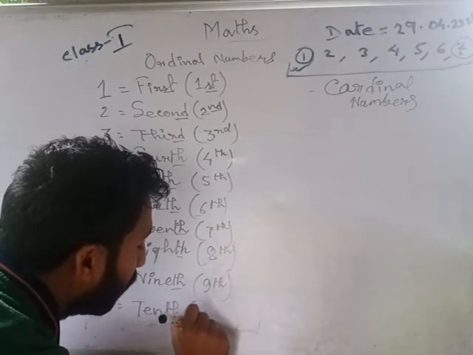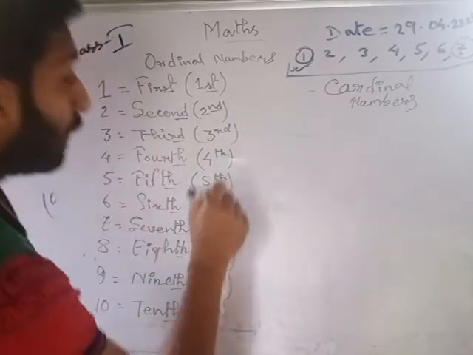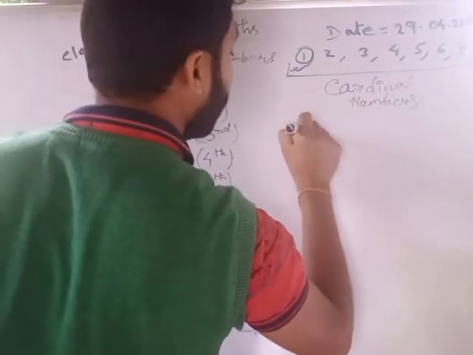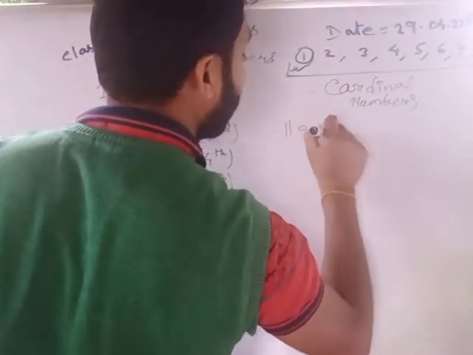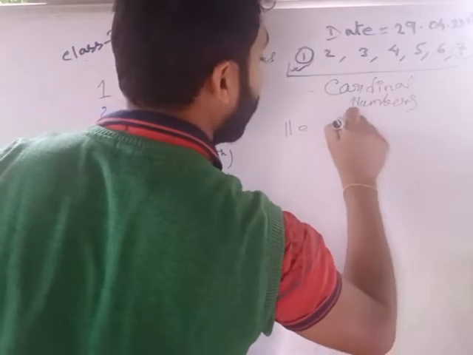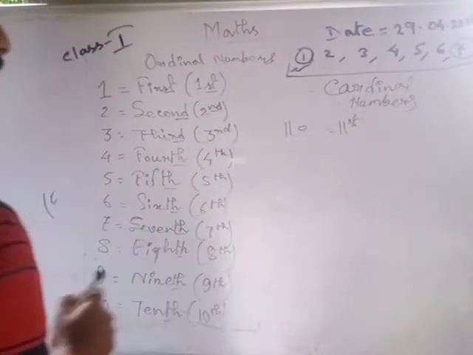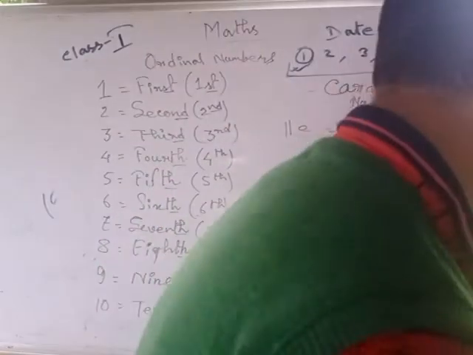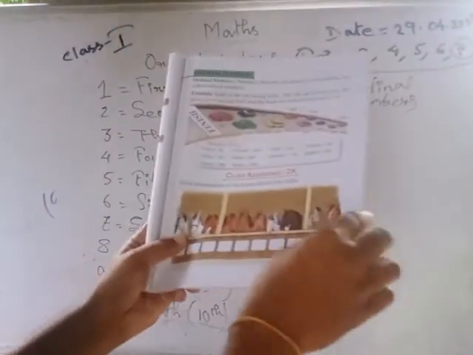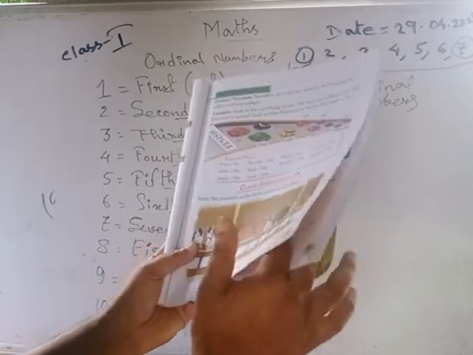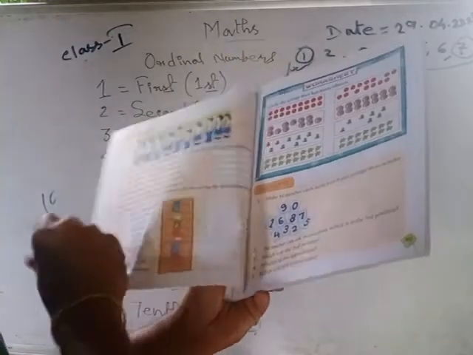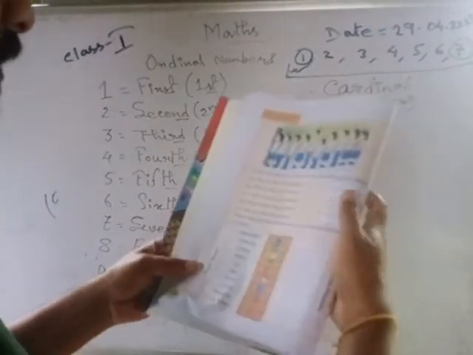If it starts again, 11, that means 11TH. Okay, do you understand? Right over here. So you should memorize the ordinal numbers. Okay. After that, this one is your homework.